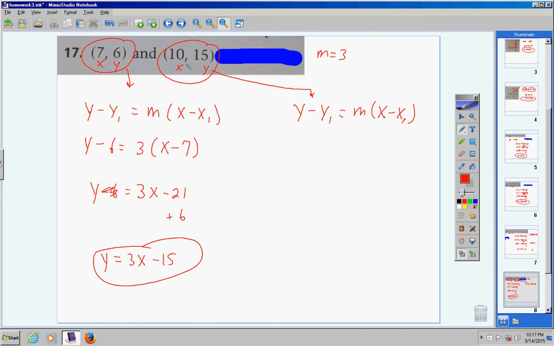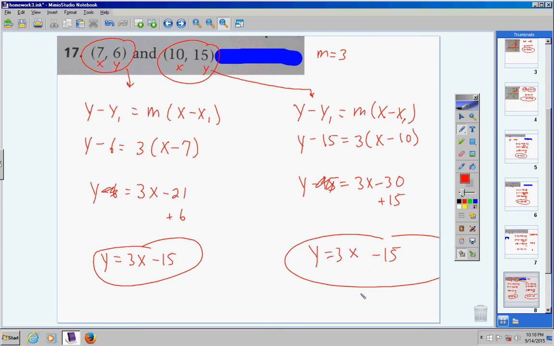Okay. Now let's use this point with this slope, and you'll get the exact same answer. Y minus 15, your y value, equals m, 3, times x minus your x value, which is 10. Take your 3 and multiply it through. Y minus 15 equals 3x, 3 times negative 10, negative 30. Now bring your negative 15 over, make it a positive 15, and you're left with y equals 3x minus 15. It does not matter which ordered pair you use.